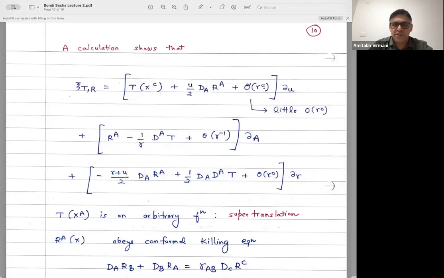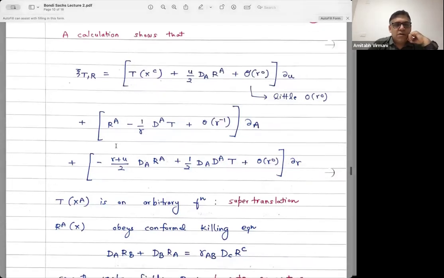0 power of R because R to the 0. Okay, then the angular part is RA. So you see, the way these functions are designed is precisely this: the U component should be T times del U, and the angular component should be RA times del A. And then there are corrections.